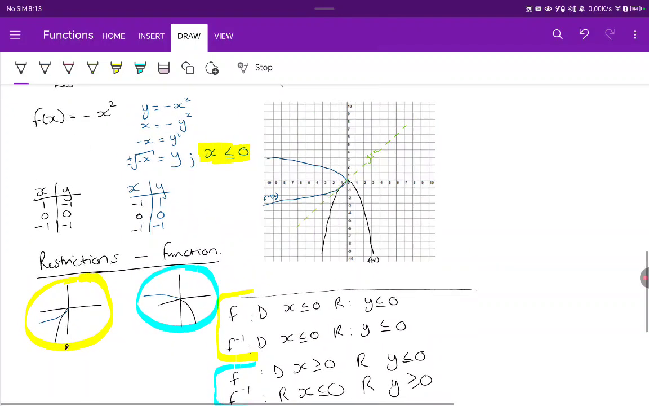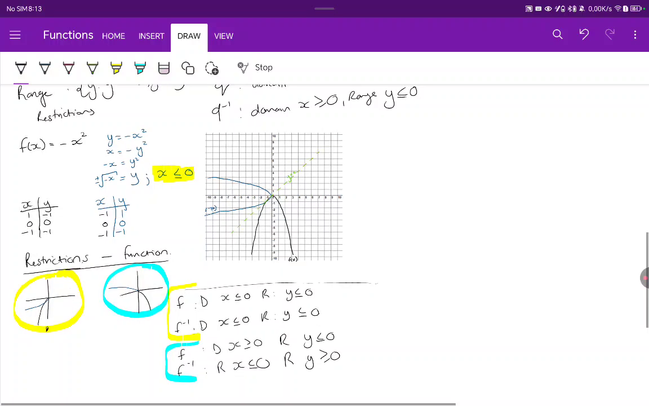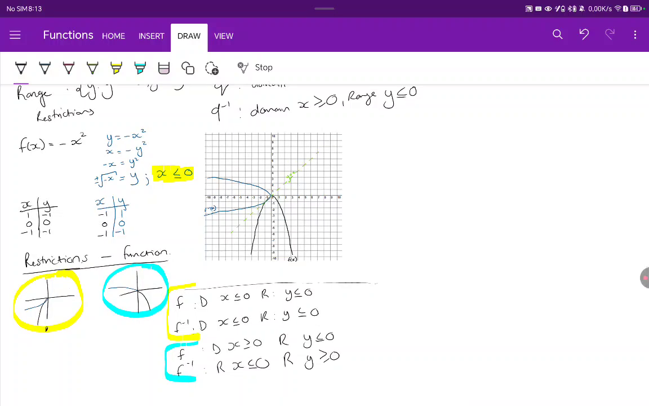Okay, so I hope you understood how to do an inverse quadratic in terms of equation, sketching, and then limiting the graphs so that they are actually both functions at the same time.